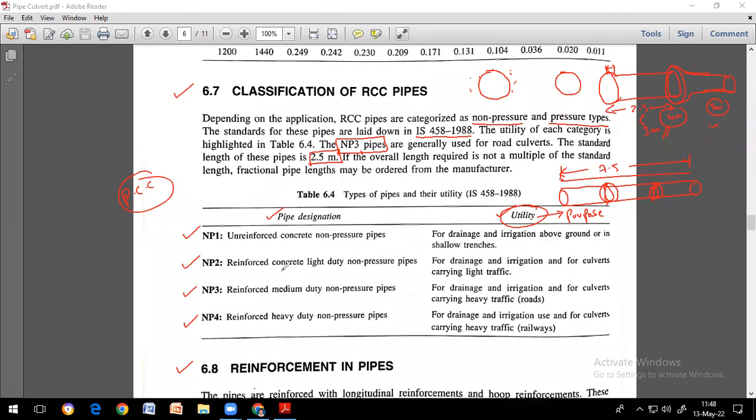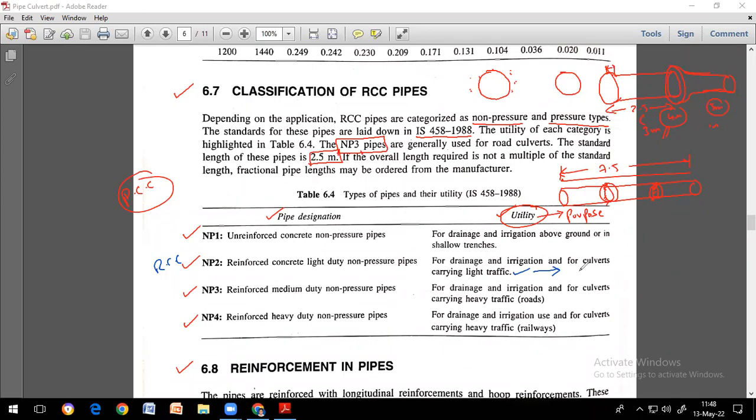Understand? The second one is reinforced concrete light duty non-pressure pipes. It is nothing but RCC pipe, but the purpose of this pipe is not too heavy. It is light duty, carrying less load, and it is a non-pressure pipe. These are used for drainage and irrigation and for culverts carrying light traffic. Can anyone tell me what you mean by light traffic?